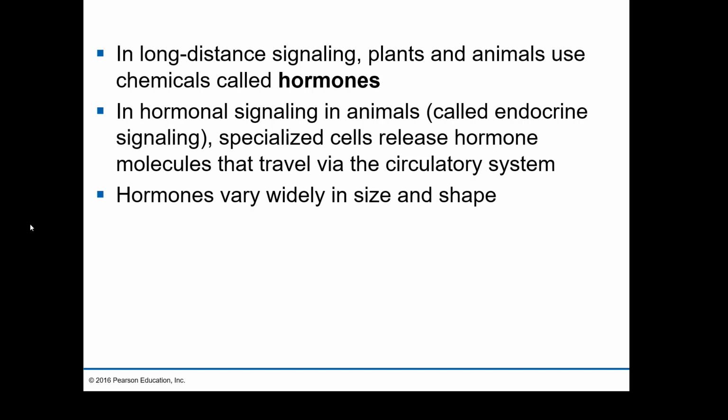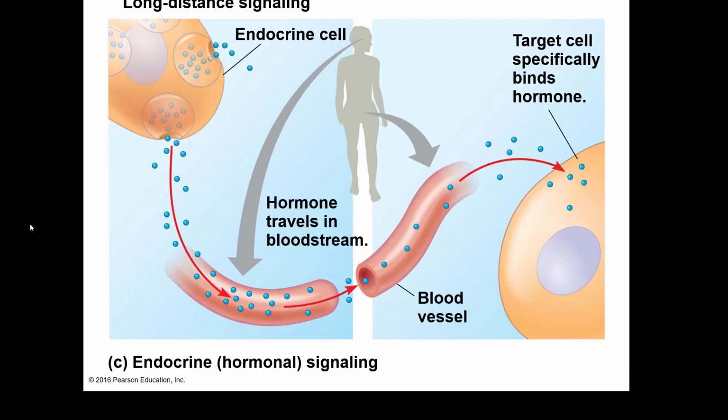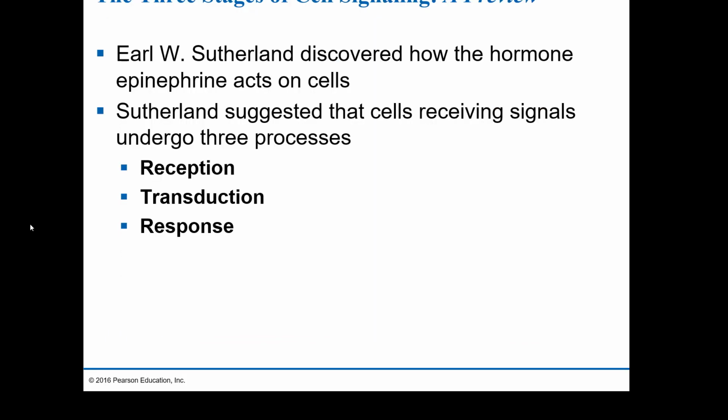It's not nearby cells. In hormonal signaling in animals, which is endocrine signaling, specialized cells release hormone molecules that travel via the circulatory system. So long distance signaling is endocrine hormonal signaling, and it travels via the blood system. I would know the 3 stages of cell signaling.